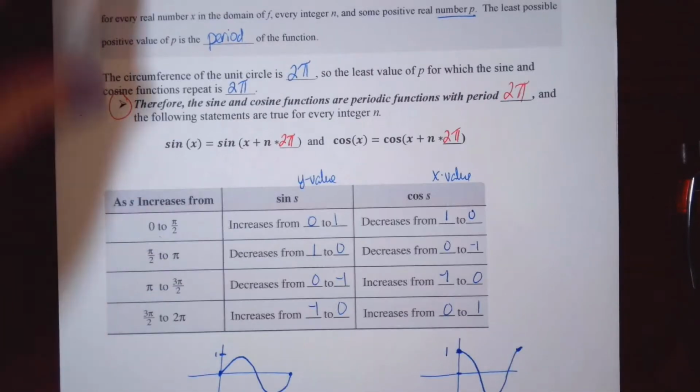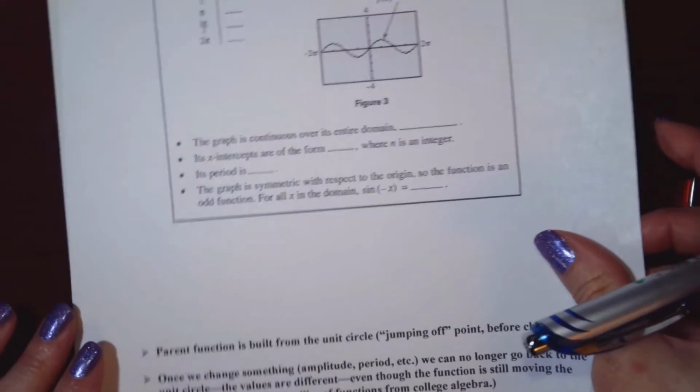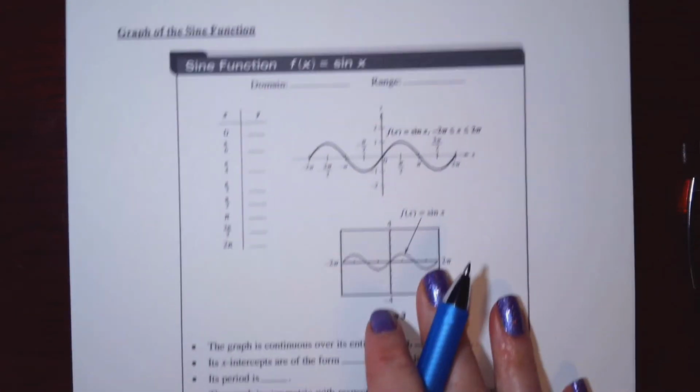Alright, let's look at our next page of notes. I know it's a lot. Bear with me. Keep remembering that we're going to see lots of examples and that you can always pause and repeat this video, which makes it really nice.